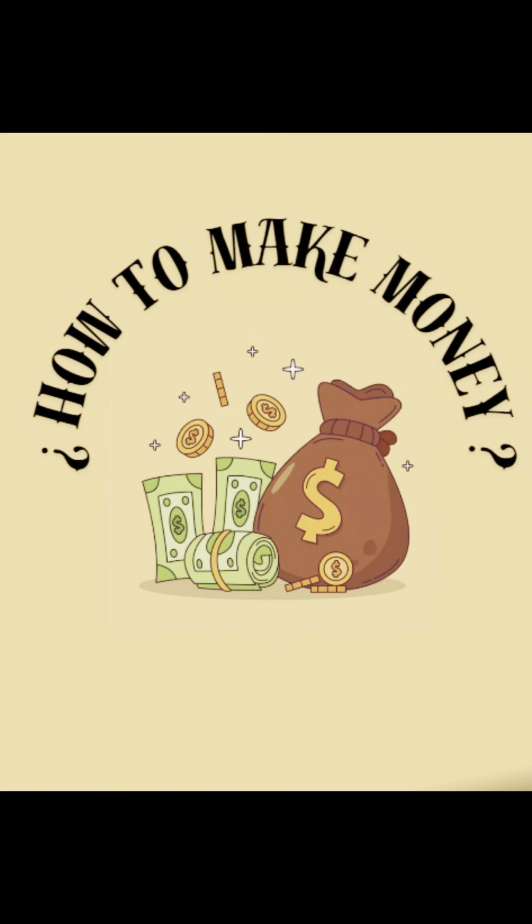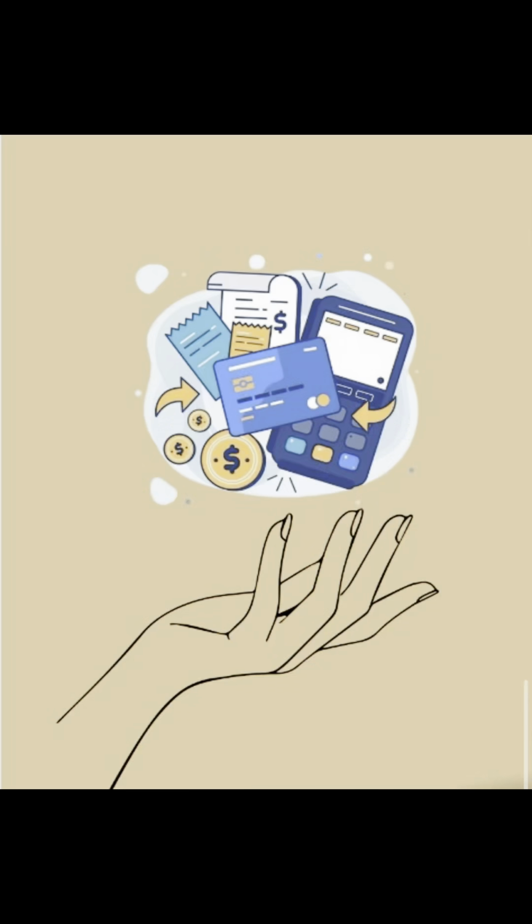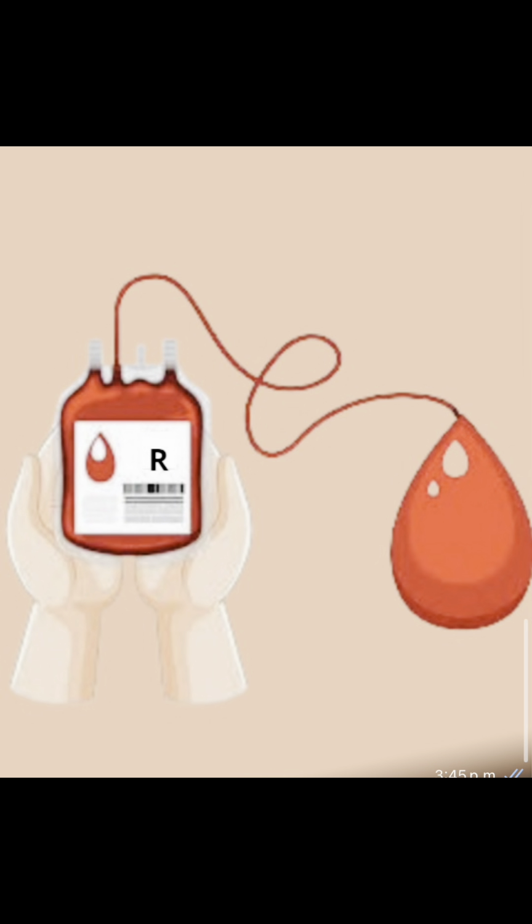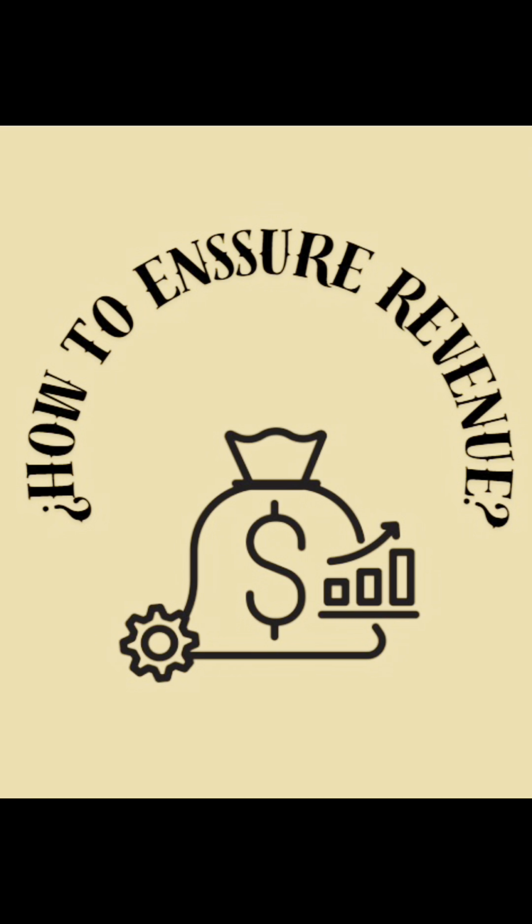Now, we are going to answer another very important question. How does a business make money? Let's break it down step by step. First, let's start with the basics. A business makes money by providing goods or services in exchange for a payment. This payment is known as revenue. The revenue is the lifeblood of any business. But how do we ensure this revenue exceeds our costs to generate profit?